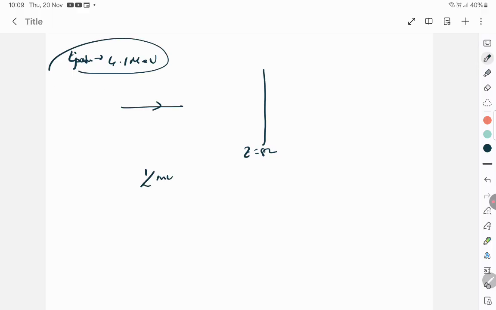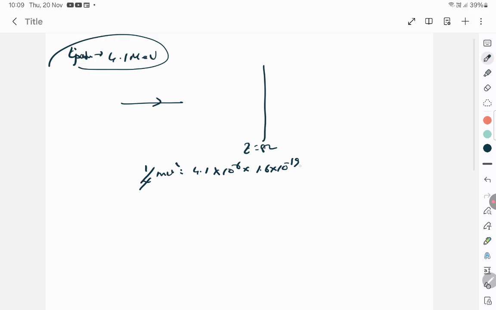So half mv square is equal to 4.1. Mega means 10 to the power 6. Electron volt means 1.6 into 10 to the power minus 19. Now we can take the 2 to the other side and divide by m, which is the mass of the proton, which is 1.67 into 10 to the power minus 27. Whatever it is, then you find the square root of this.